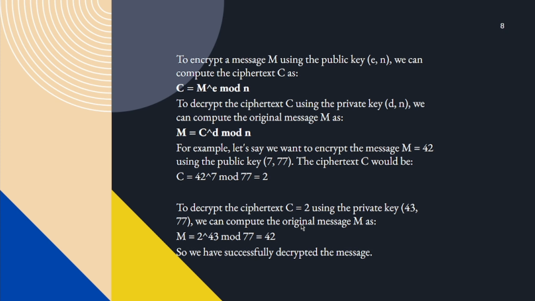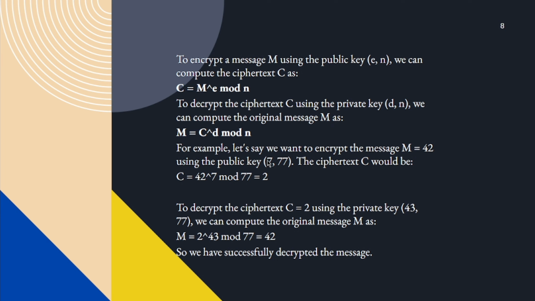To encrypt a message m, we'll be using the public key, which is (e, n). We can compute the ciphertext as c equal to m to the power e mod n. And to decrypt this ciphertext c, we'll be using the private key (d, n). We can compute the original message m as m equal to c to the power d mod n.